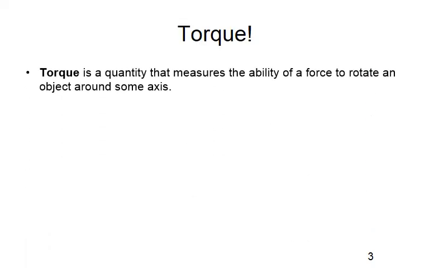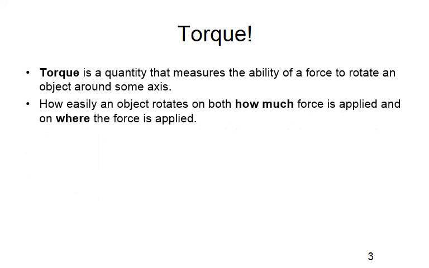Now we're going to take a look at torque. Torque is a quantity that measures the ability of a force to rotate an object around some axis. So how easily an object rotates depends on both how much force is applied and where the force is applied. So when we apply force over a certain lever arm, we'll get a certain amount of torque.